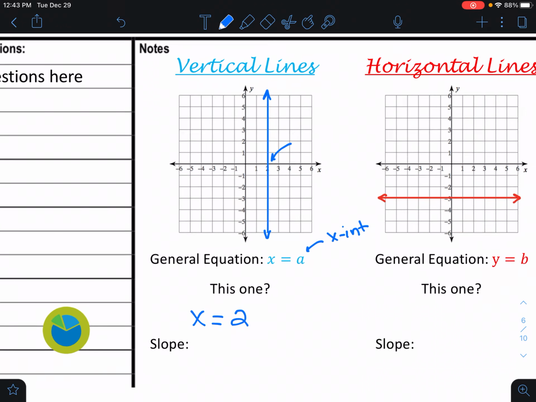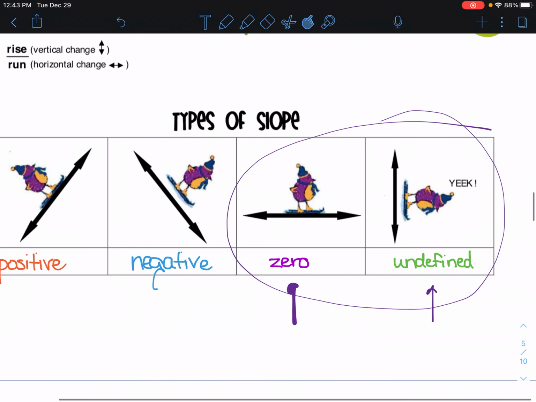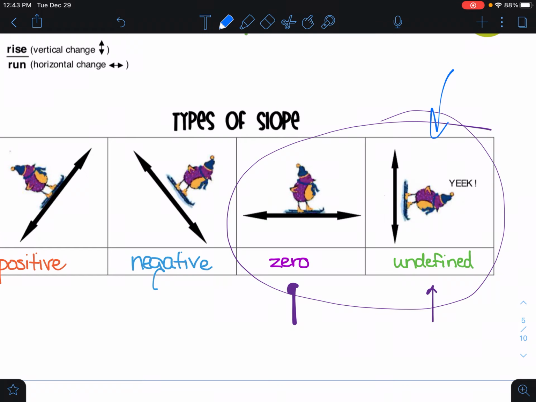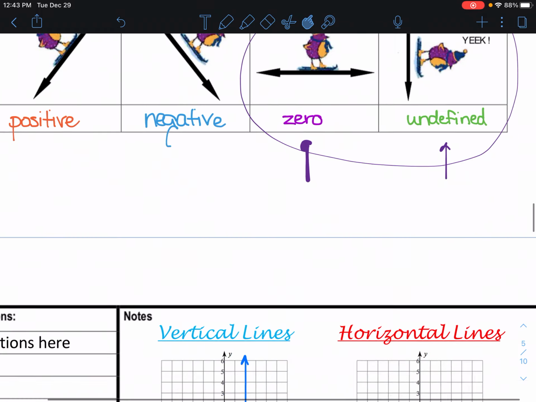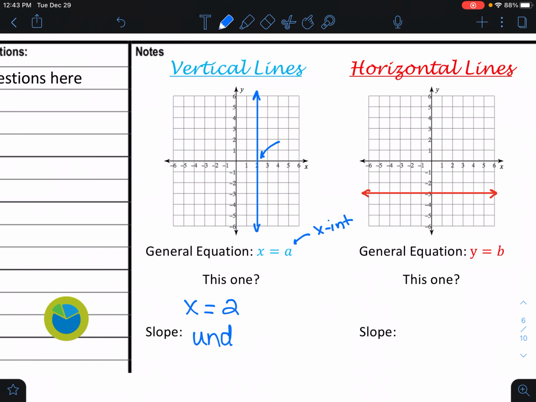Now, it also asks what is the slope of this line. We just said all vertical lines, if we go back up here, this is a vertical line, right? All vertical lines have an undefined slope. So always, when you see a vertical line, you should think this is undefined slope. So this is the equation for that line, and this is its slope.